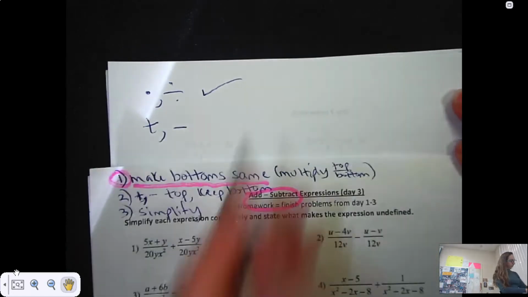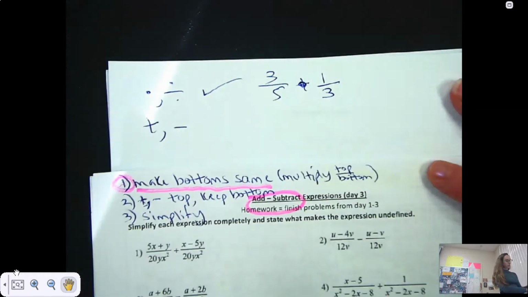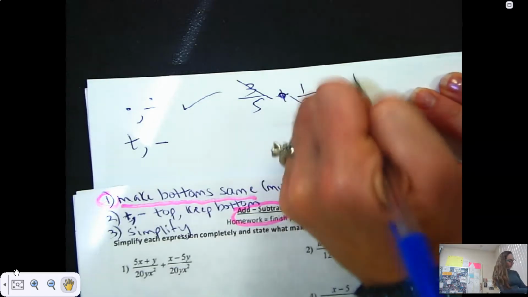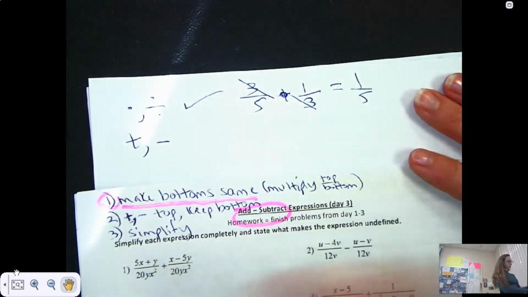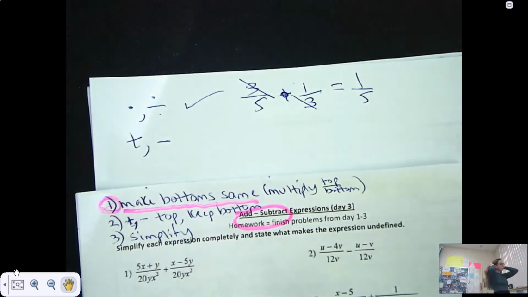So let me give you examples. If I had 3/5 times 1/3, you would go, oh, okay, 3 on top, bottom, bye-bye, 1/5. And that's how we multiplied, right? Factor the top, factor the bottom, factor the top, factor the bottom, cross things off.